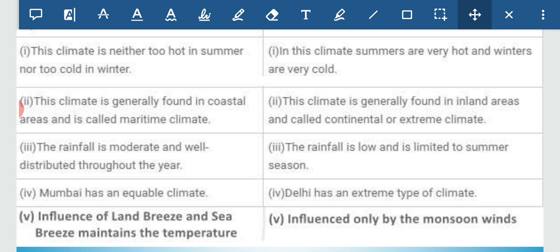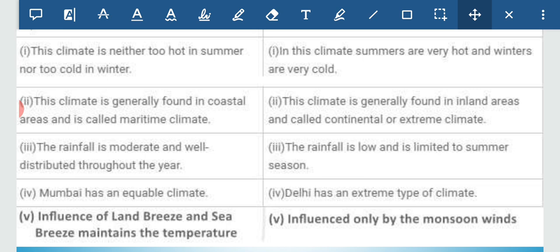Now next, the third one, the rainfall. For the equable climate, obviously it has to be moderate and it is well distributed throughout the year. It is not concentrated for a certain period of time. It is well distributed throughout the year because it is a coastal location and it is getting continuous influence of the sea breezes. And for the interior parts of the country, the rainfall is limited to the summer season only. Specifically, it is basically the rainy season, but the moisture laden winds approach during the summer season. So it is limited to that summer period.